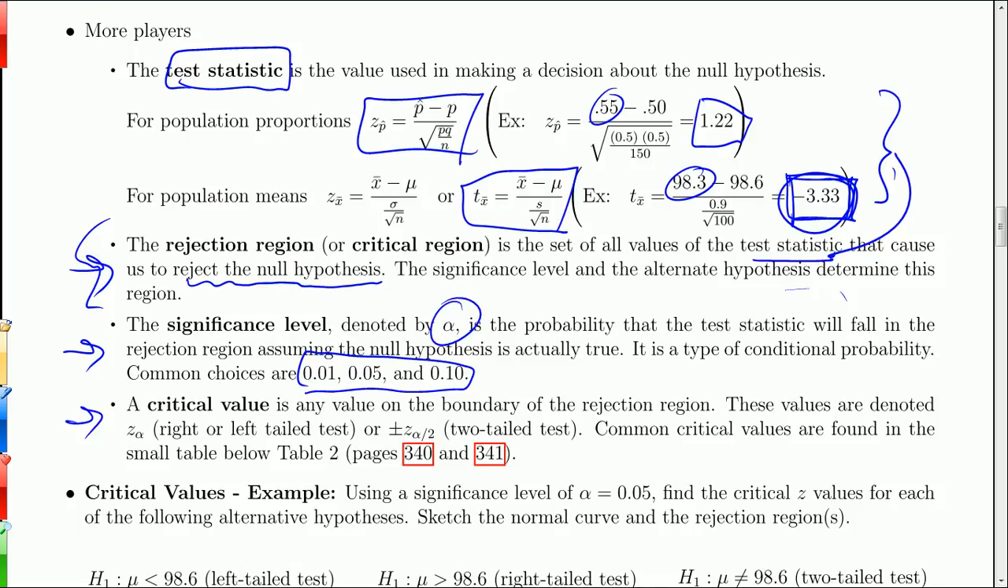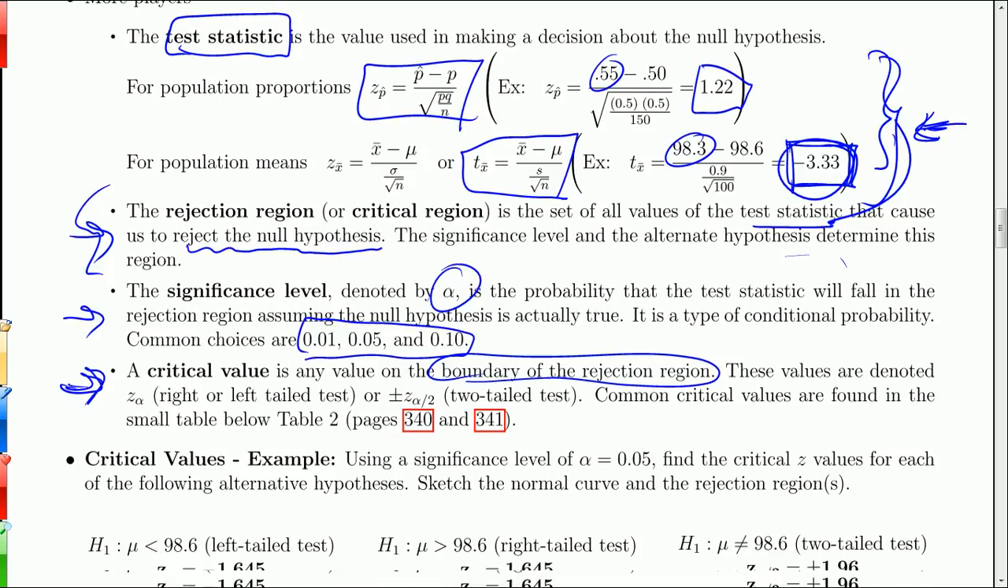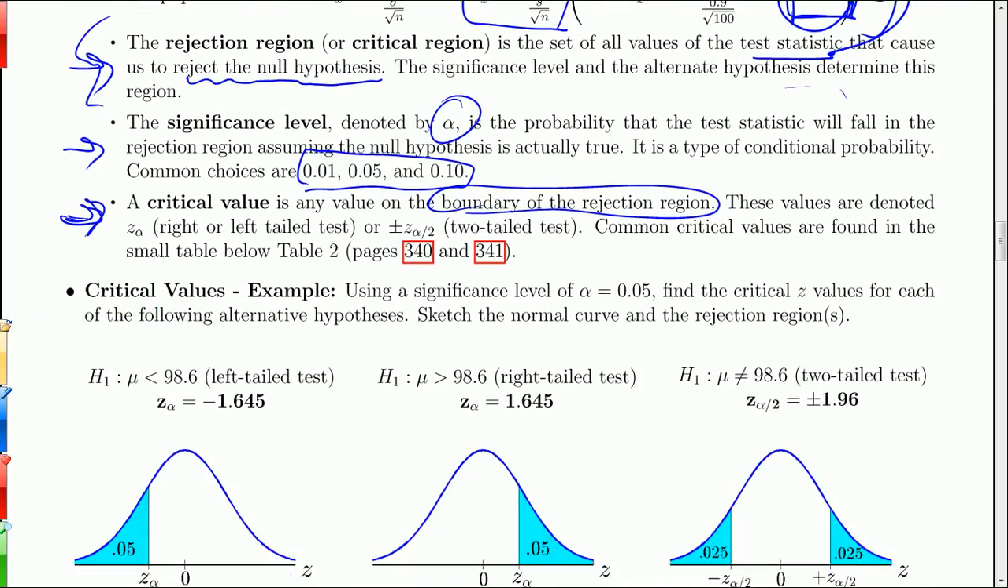And then the critical value is any value on the boundary of the rejection region. Those delineate places where we reject the null hypothesis from where we don't. And that's with regards to our test statistic, when this test statistic is too extreme or not. How extreme is too extreme is determined by our critical values. So let's find some critical values. I'll show you how to do this in a second.